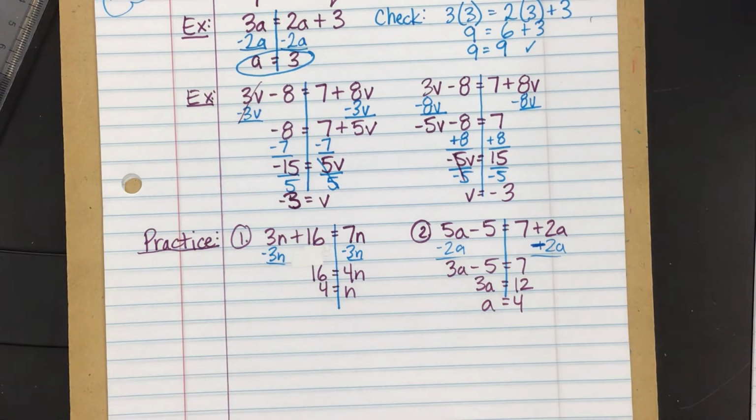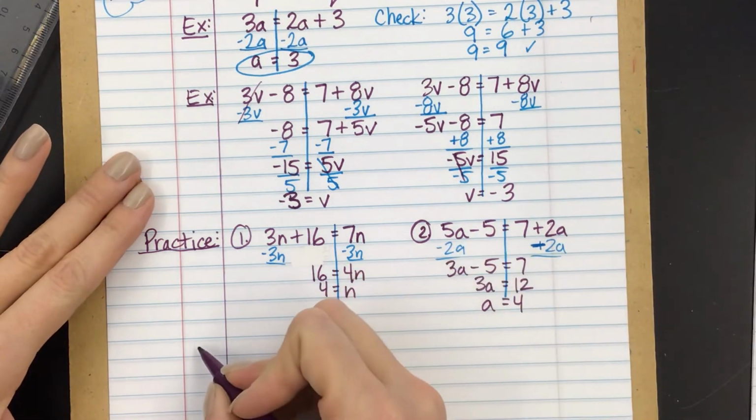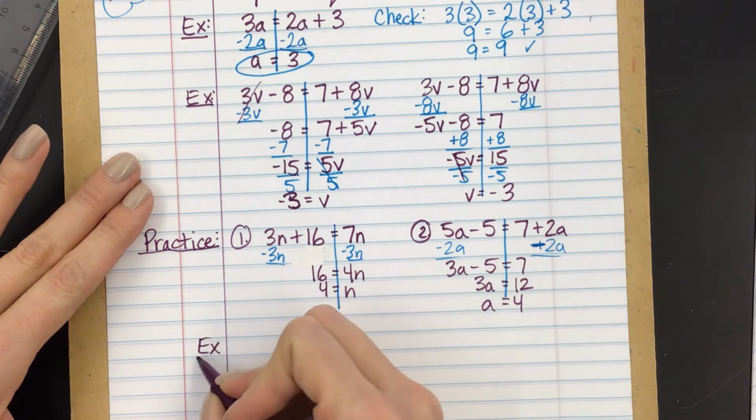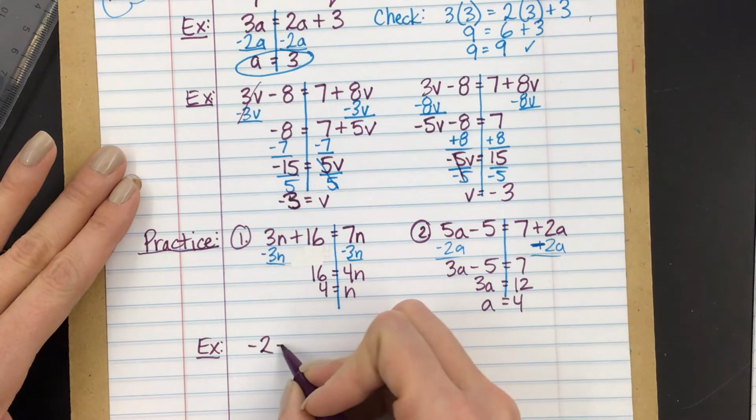Okay, so now what we're going to do is I'm going to add in the other steps, because so far we've just been focusing on what it looks like with variables on both sides. So now we're going to add in that grouping, some parentheses, and some like terms to be combined. So let's take a look at this example.